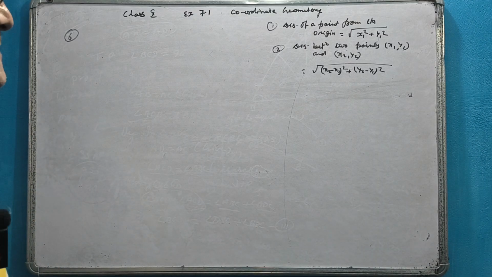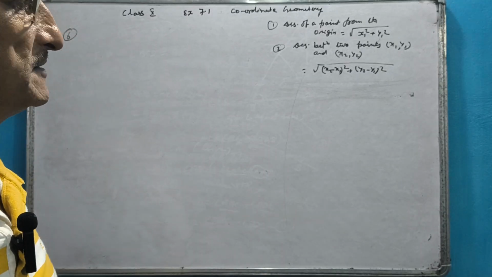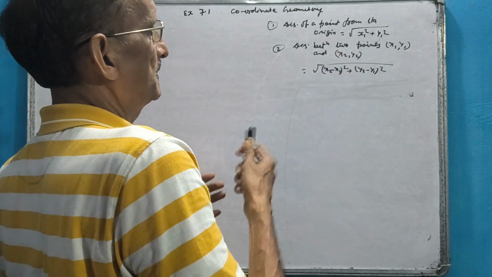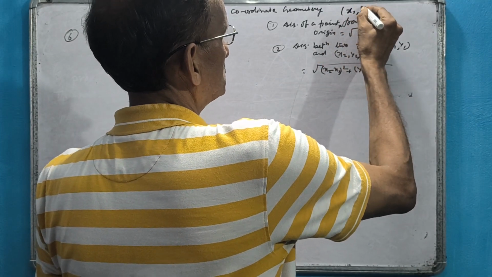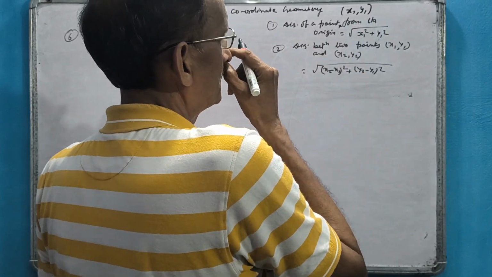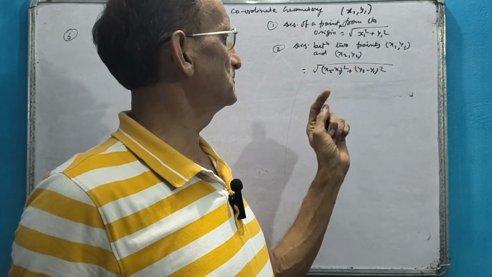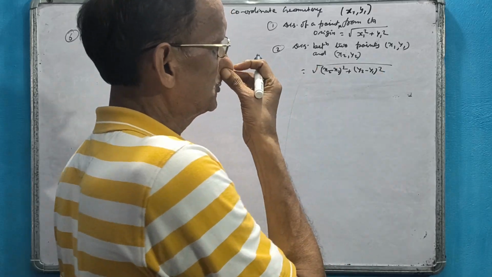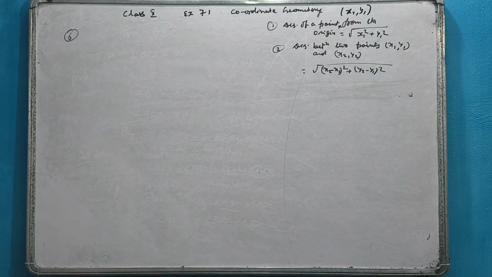We will continue exercise 7.1. In the last class, we did up to number 5 and the formulas. There are only two formulas I had given you: the distance of a point x1, y1 from the origin, and the distance between two given points x1, y1 and x2, y2, which is equal to the square root of (x2 minus x1) whole square plus (y2 minus y1) whole square. These are the two formulas only. We have completed up to number 5 in the previous class, so we'll continue from number 6.